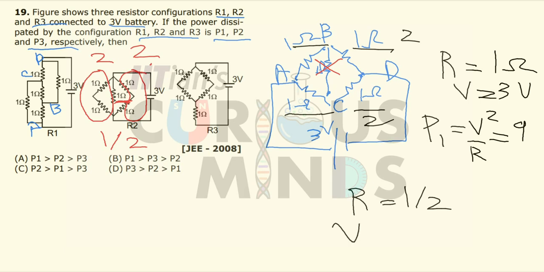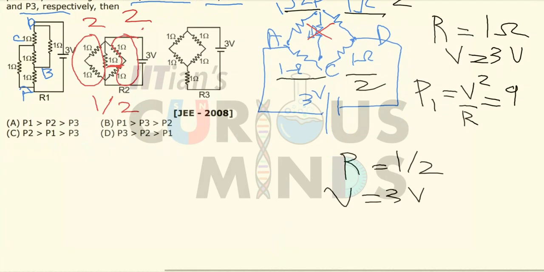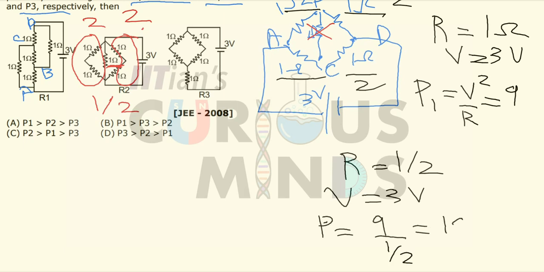So in the second case, the resistance is equal to half. The voltage is equal to 3 volts, and the voltage remains the same for all of them. So the power will be equal to V square divided by R, which is equal to 9 divided by 1 by 2, which is equal to 18 watts.